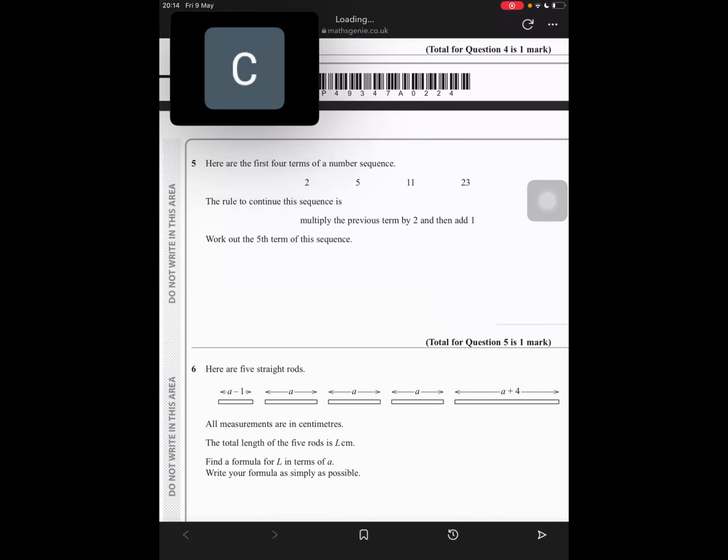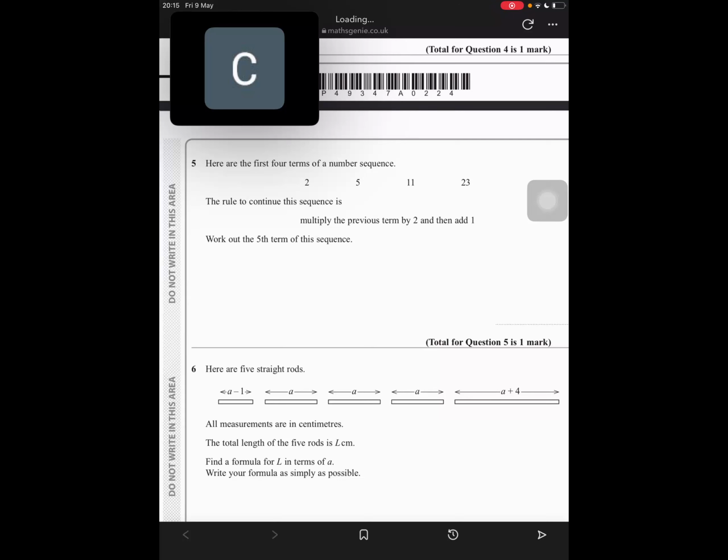All right. It says here are the first 4 terms of a number sequence. It looks like 2 plus 3, 5, 5 plus 6, 11, 11 plus what will give me 23? That looks like 12, right? Yeah. Okay. So what does it say? The rule to continue this sequence is multiply the previous term by 2 and add 1.